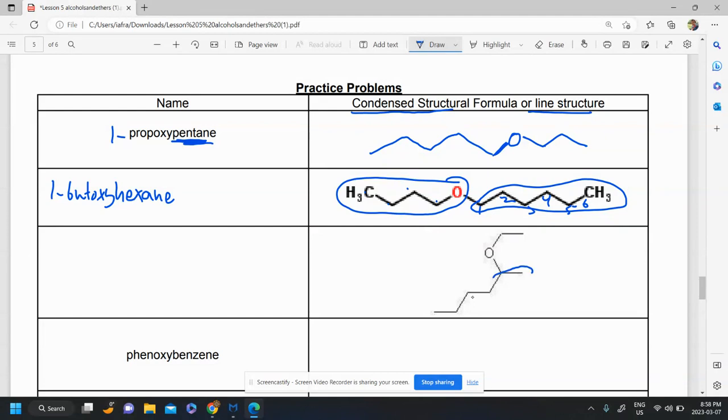All right, so next, let's see. Our longest chain is this here. We number to get the smallest number possible for a substituent, which is this here, 2 carbons. It's an ethoxy. This is 1, 2, 3, 4, 5, and 6. So we have 2-ethoxyhexane, just like that.